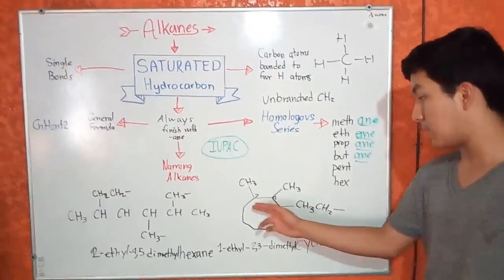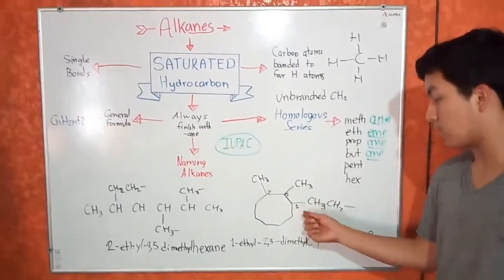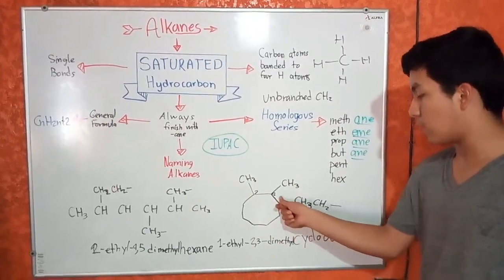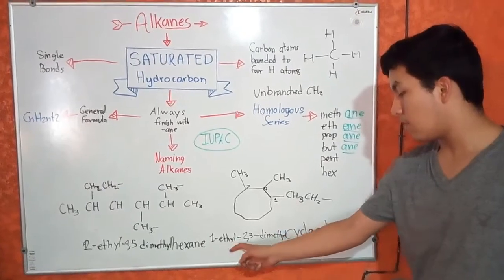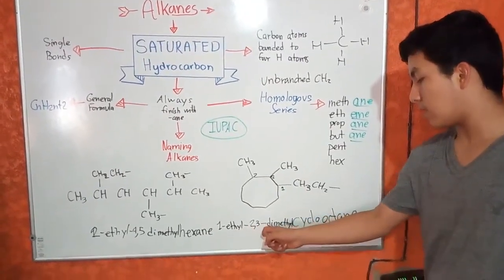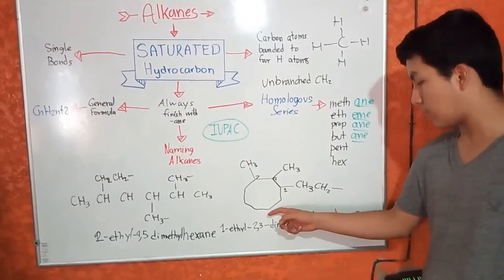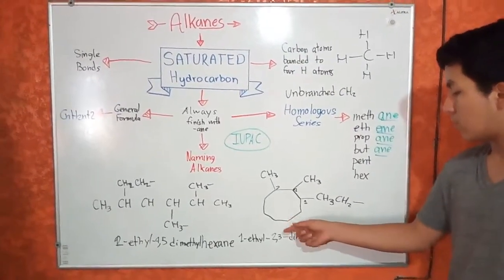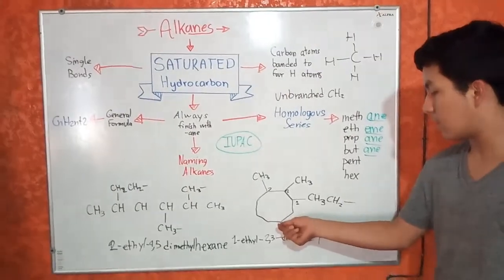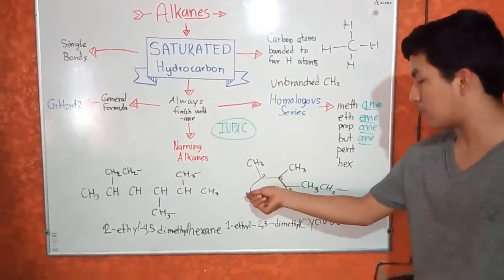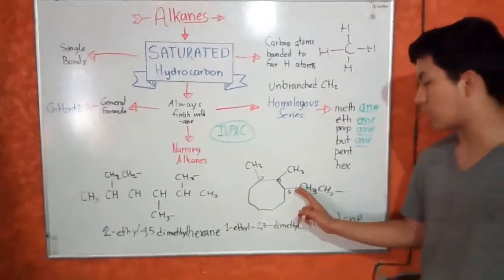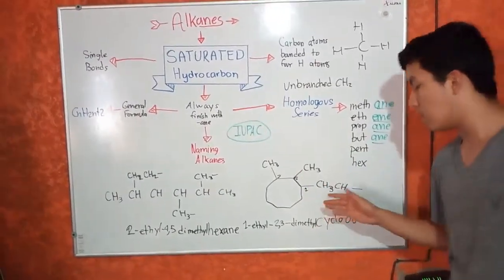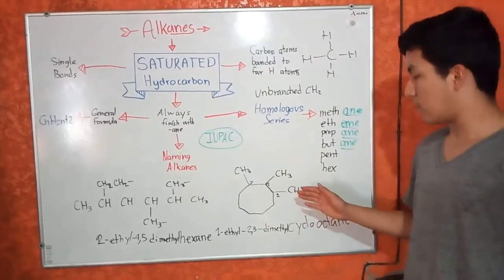So in this case, we have a methyl and an ethyl, so we can start from right to left. So we have 1, 2, and 3. So 1-ethyl-2,3-dimethylcyclooctane, because we have 8 carbons bonded to hydrogen. It's like 1, 2, 3, 4, and 5, 6, 7, and 8. But we are going to just count the 3, because this is where the substituents are going to be found.